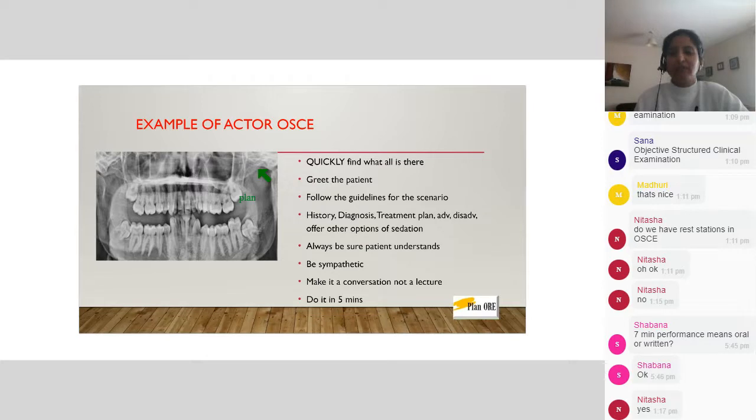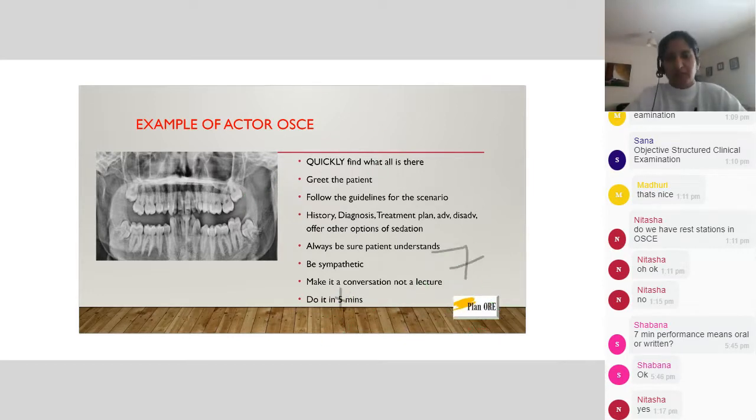So empathy means telling the patient, I'm sorry to hear about your problem and I'll surely help you out. A little bit of empathy, sympathy, the way you talk, communication, not a speech, not a lecture, but more of a two-way interaction, as well as obviously making sense on the diagnosis and treatment planning, and answering the patient's questions. They are observing you and they are marking you on that. So you have to do all this in 7 minutes.